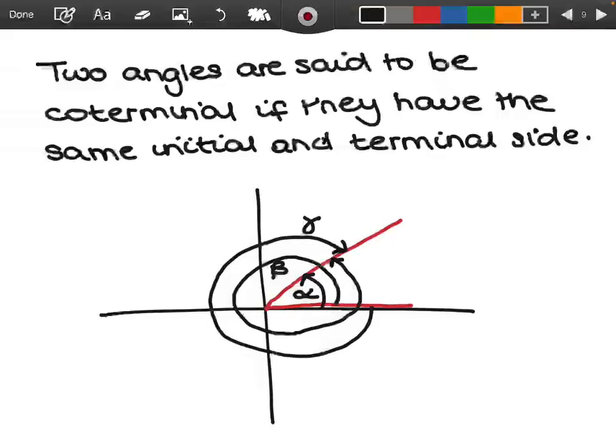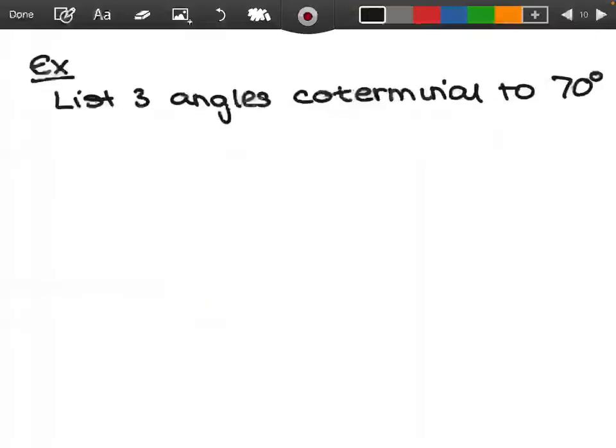To get that angle beta, I'm just going to add 360 degrees because I've got my initial 70 degrees, but then I've gone completely around in a circle again, another 360 degrees to land back at that terminal side. So one angle would be to take that 70 degrees and add on 360 to it. And that would give you 430.